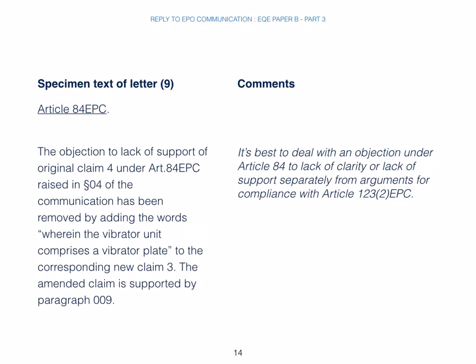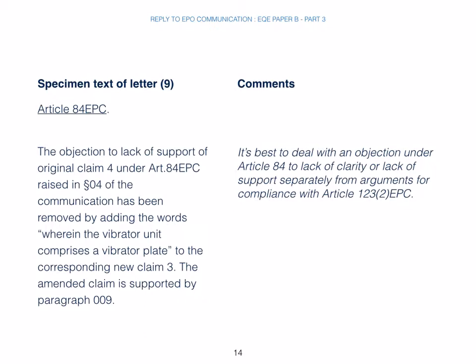Note then that it's best to deal with an objection under article 84 to lack of clarity or lack of support separately from the arguments for basis of the claim and compliance with article 123(2) EPC. My wording for this claim, I notice, is not as good as the wording in the examiner's report. The examiner said, "present claim 3 has been amended to claim that the vibrator plate has a parabolic surface". Having a parabolic surface is part of the vibratory unit, which is quite neat.